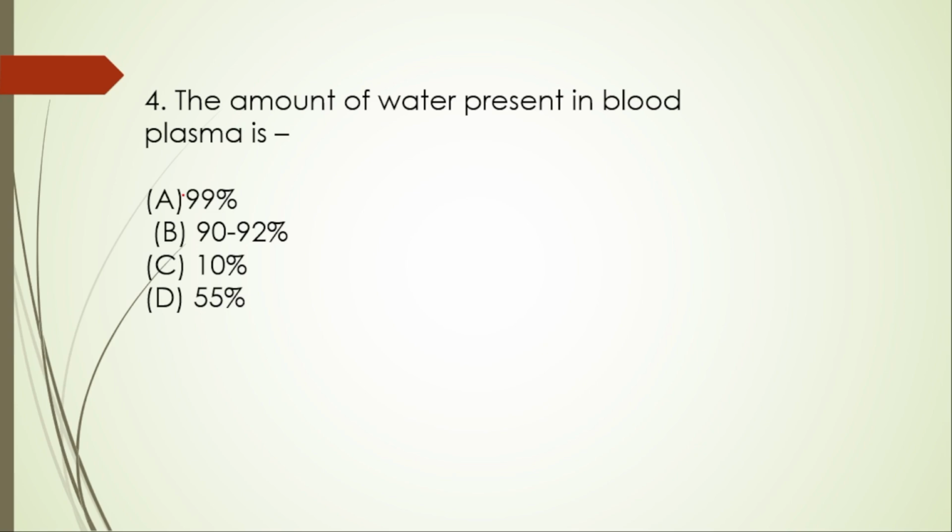Next question, question number 4. The amount of water present in blood plasma is A 99%, B 90 to 92%, C 10%, and D 55%. So what is the right option? I will explain. Blood plasma is a liquid component, as you know. What does it consist of? First one, water. It has water up to 90 to 92%.